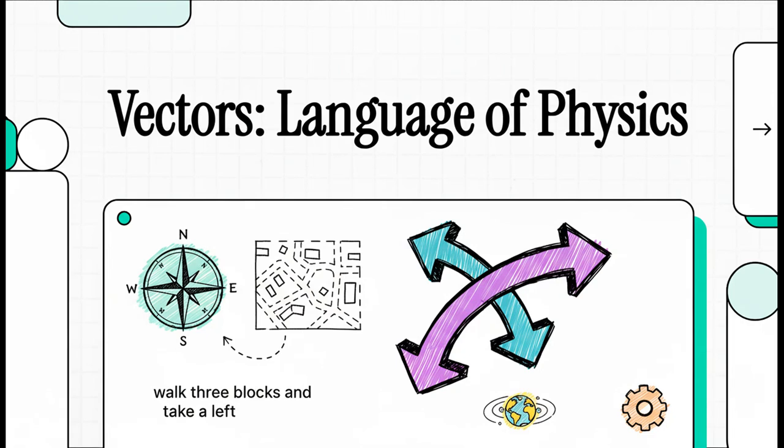Have you ever told someone, "Oh, just walk 3 blocks that way and take a left?" Well, if you have, you've actually been speaking a secret language. It's the language of vectors, and it's what describes pretty much everything in our physical world. Today, we're going to decode that language, a language that is absolutely critical for physics, for engineering, and yeah, even for just finding your way home.